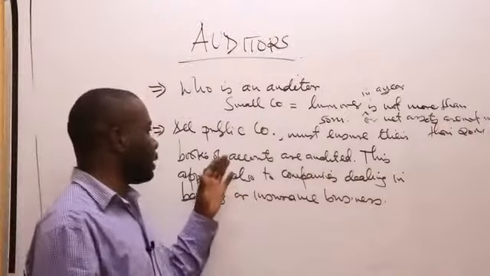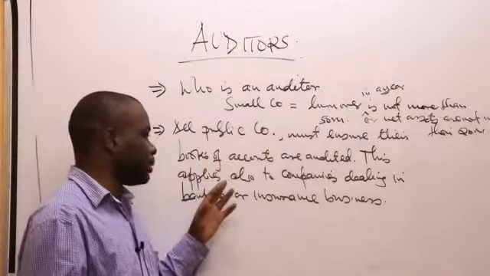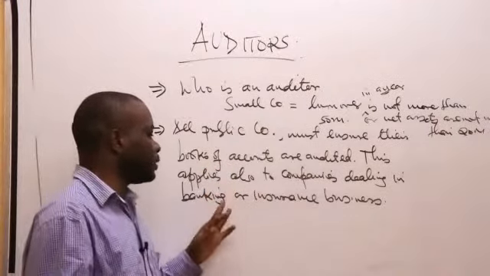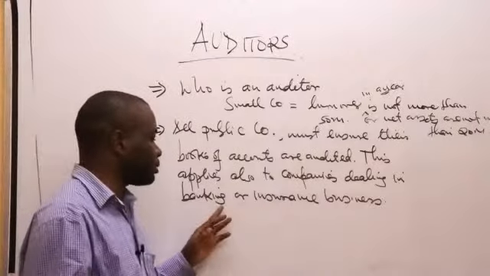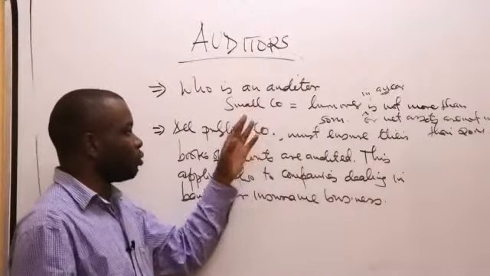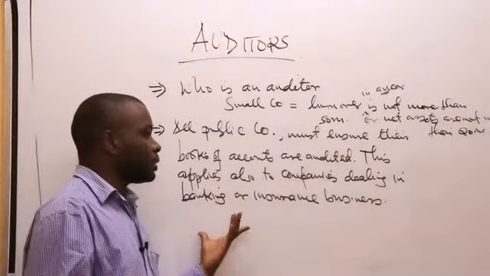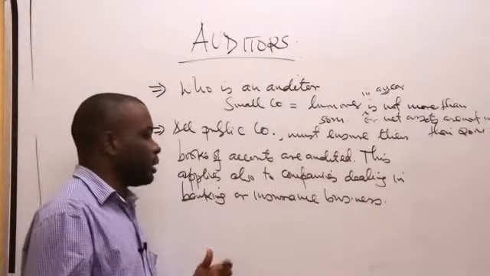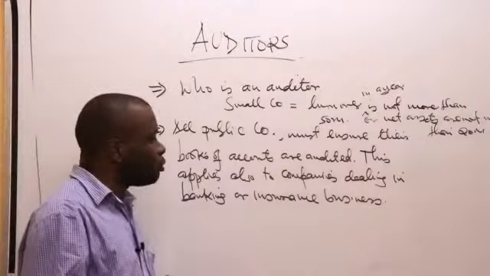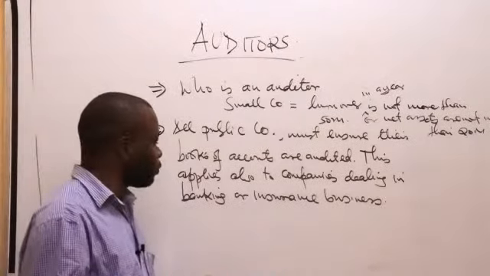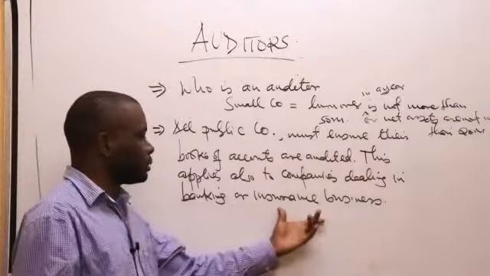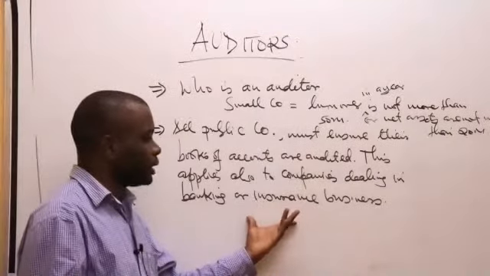But for public companies and any company dealing in banking or insurance business, whether it is private or public, it doesn't matter. It must ensure that its books of accounts are audited. So maybe you could be asking, why is it a must for a banking or insurance business to ensure that their books of accounts are audited?